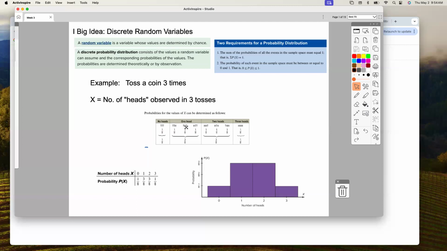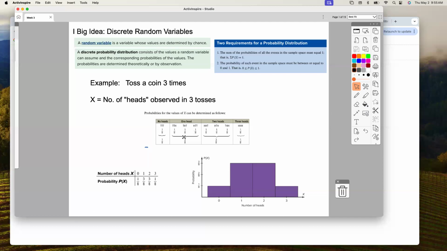What we can do is group these in the following fashion: all 8 outcomes, each having a probability of 1/8, and then take a look at what these represent if X is the number of heads observed in 3 tosses. X can take on the value of 0, right? In other words, we observed no heads, 1, 2, and 3.